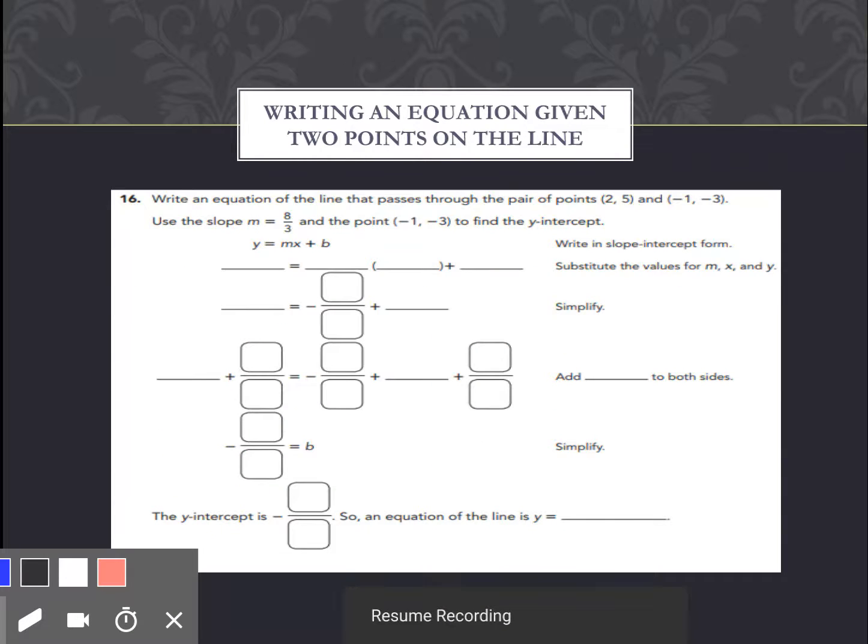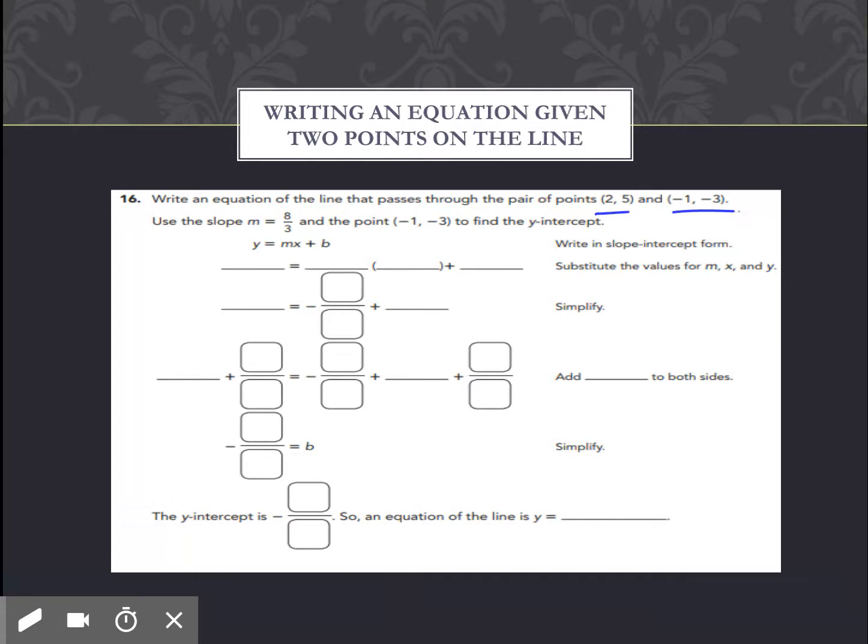Okay, let's do number 16. We have an equation of a line that passes through the pair of points 2, 5 and negative 1, 3. Use the slope 8/3. So they're actually giving us the slope of 8/3. But these are actually the same two points from our last example. So maybe that's why they gave it to us. So let's use negative 1, 3.